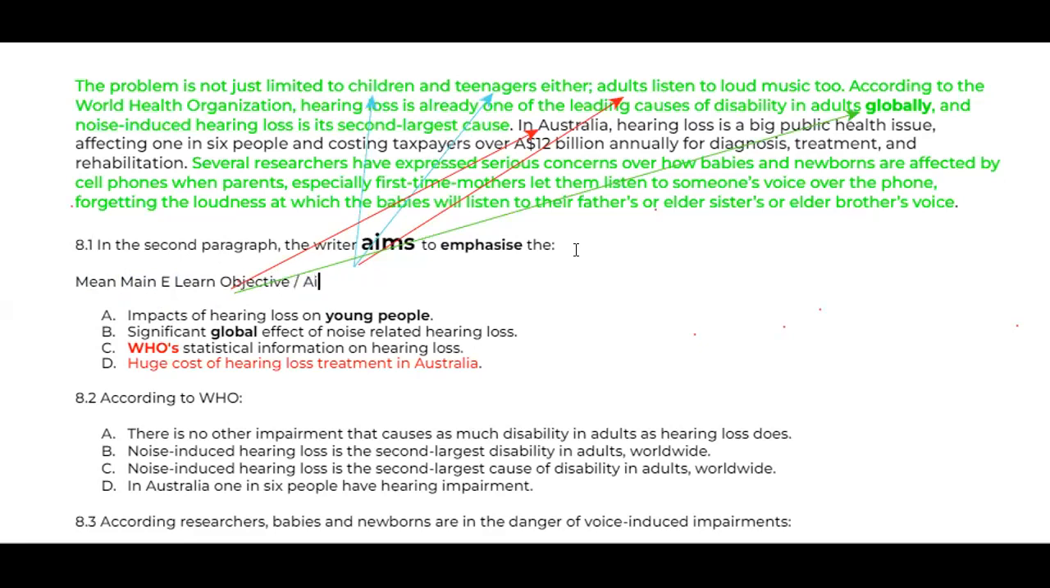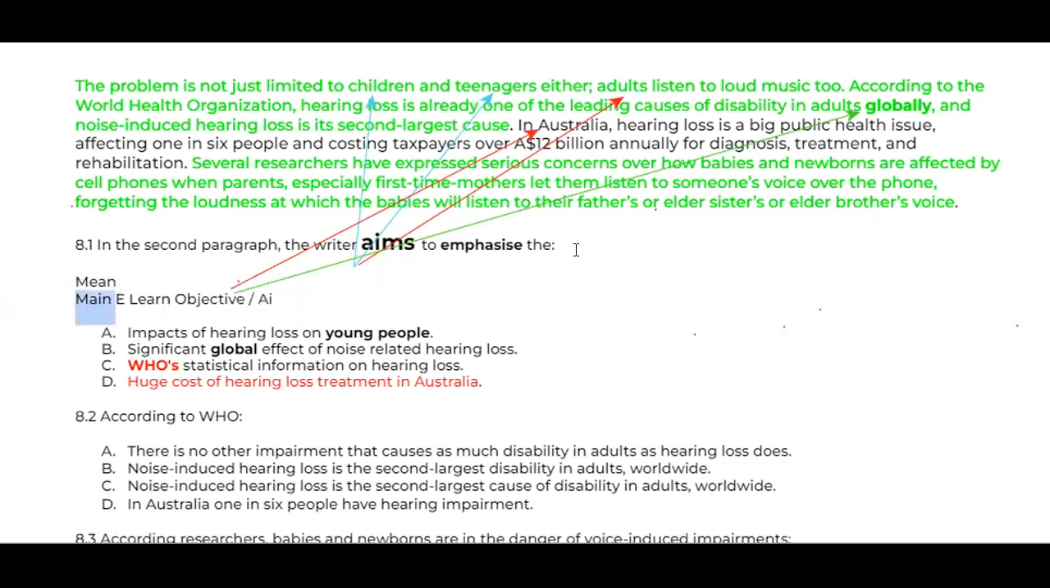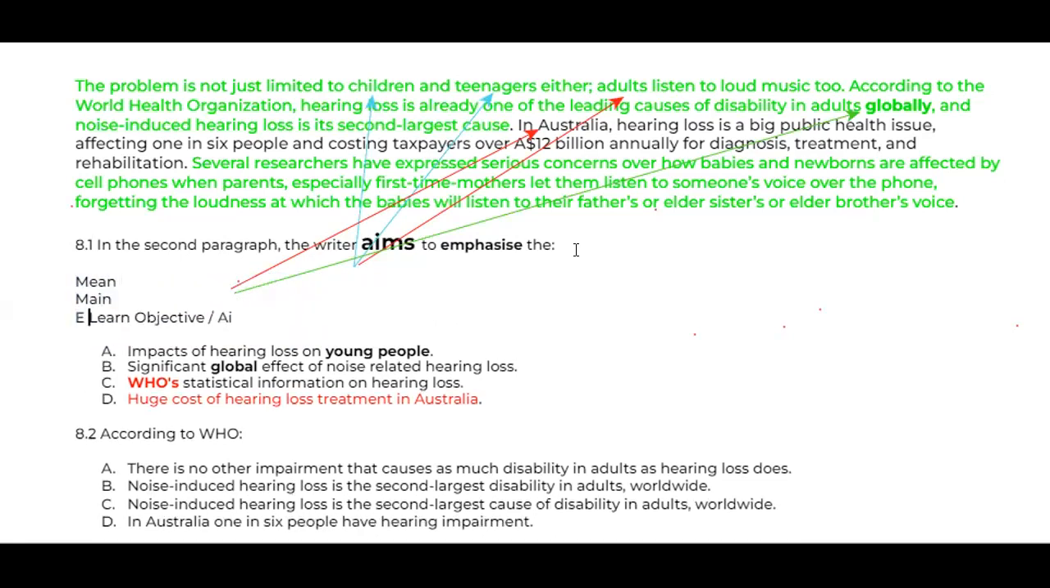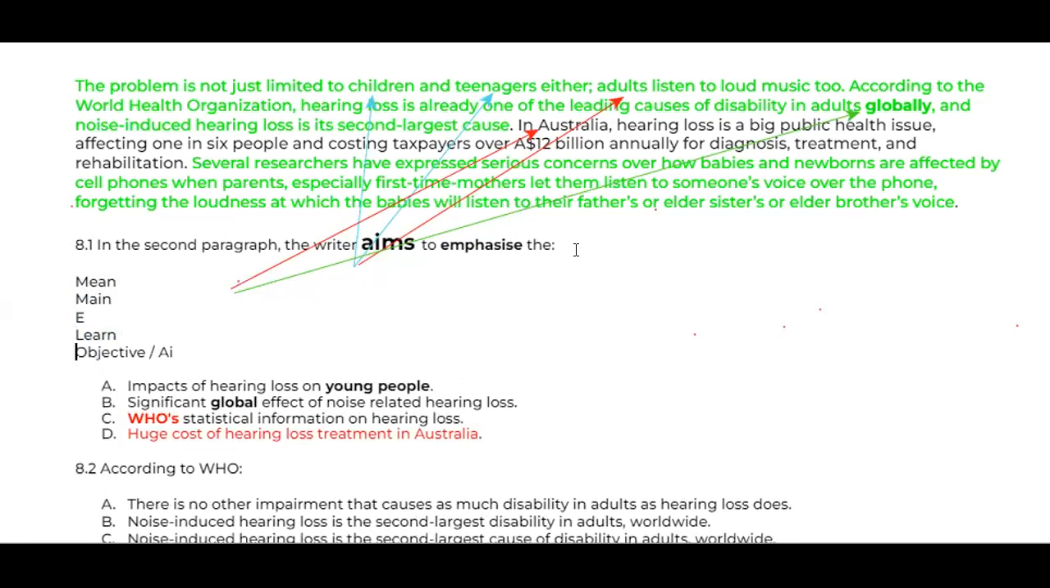So before looking at the questions, before solving each question, you have to understand what kind of a question it is. Is it a meaning kind of question? Is it a main kind of question? Is it an E kind of question? What was E? I forget E. What was E?